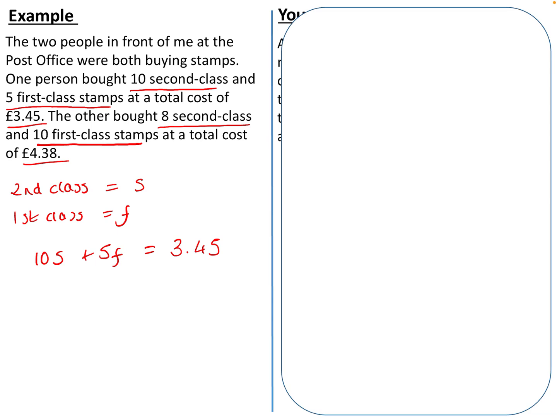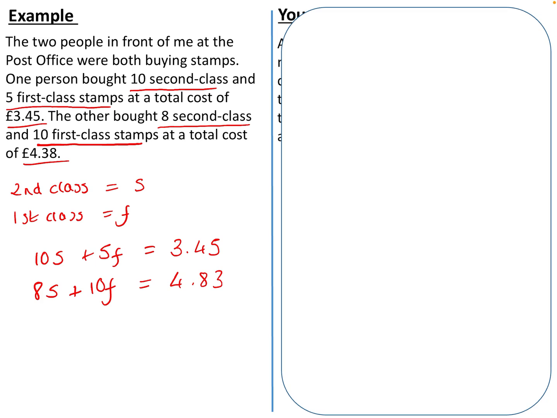But I have a second equation that I can work that out, and that's why they've given me an extra person's information. The second person had 8 second class and 10 first class, and their total was £4.83. Now, this question hasn't even asked me to solve it. They just want 2 equations. So I'm going to stop just there.